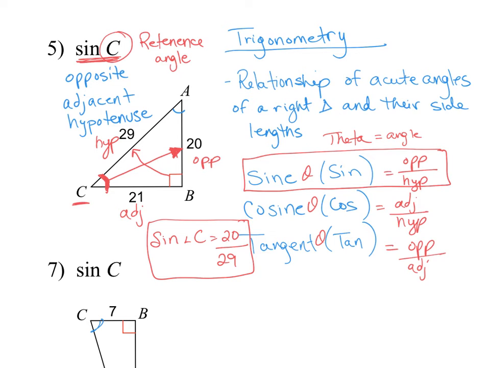Okay. So we could also find the cosine and tangent of this triangle as well, because we're given values for all three sides. But when we're just looking for the ratio or the value of the function, that's all we're looking to do. We're looking to write the fraction.